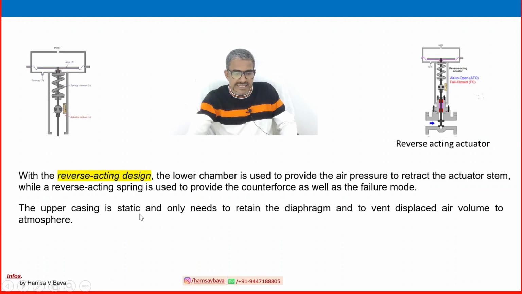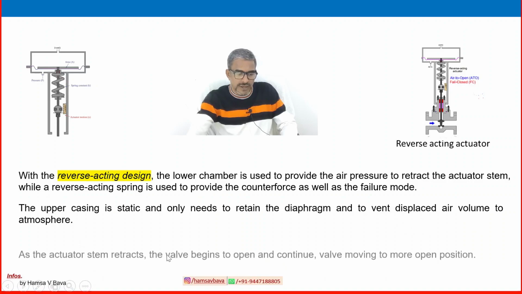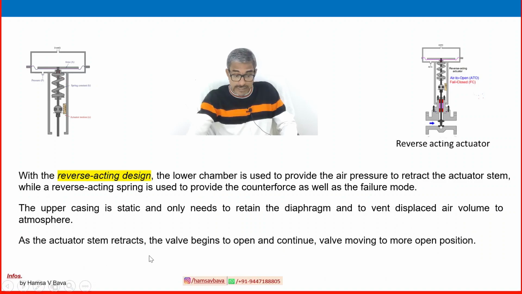The upper casing is static. Here the upper casing is static and only needs to retain the diaphragm and vent displaced air volume to atmosphere. As the actuator stem retracts, the valve begins to open and continues moving to a more open position. When it is retracting, moving upward, the valve will open more and more.